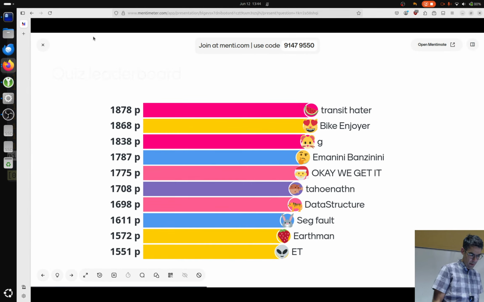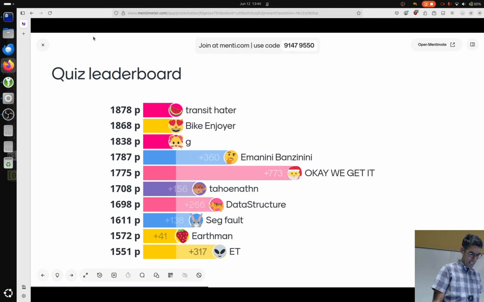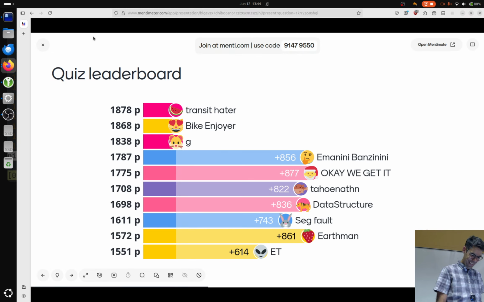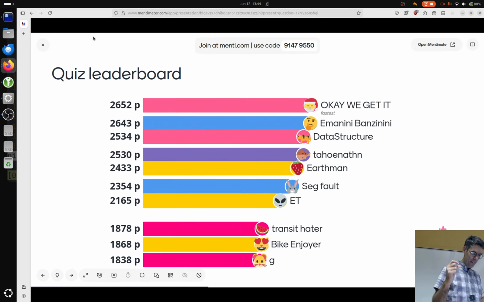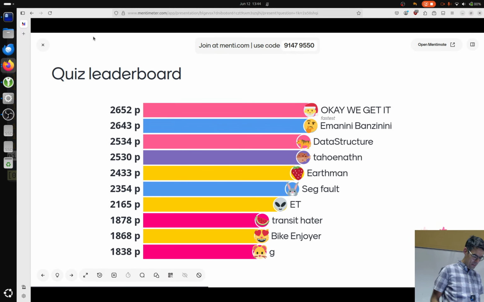All right. Transit hater. I like that transit hater and bike enjoyer are temporarily at the top here and then getting shoved down, but they're stuck next to each other. Okay.